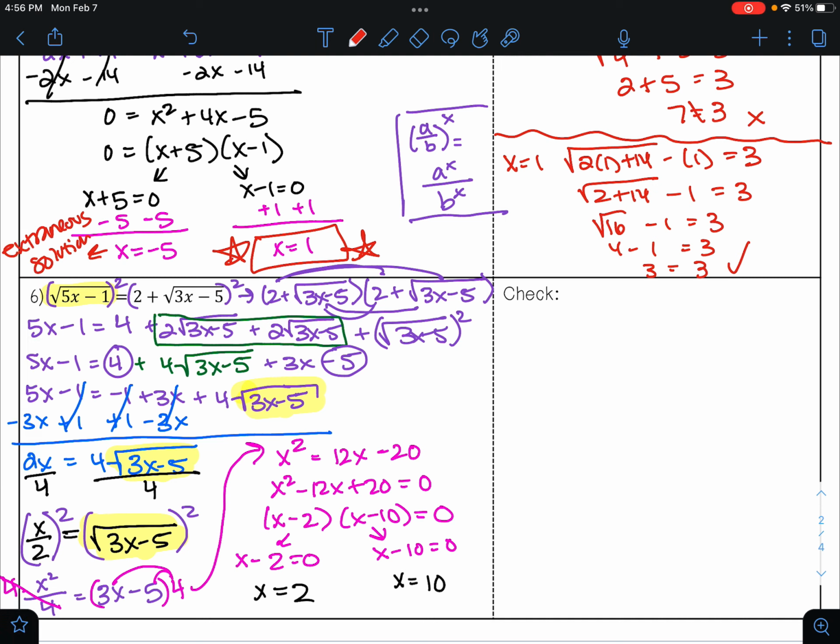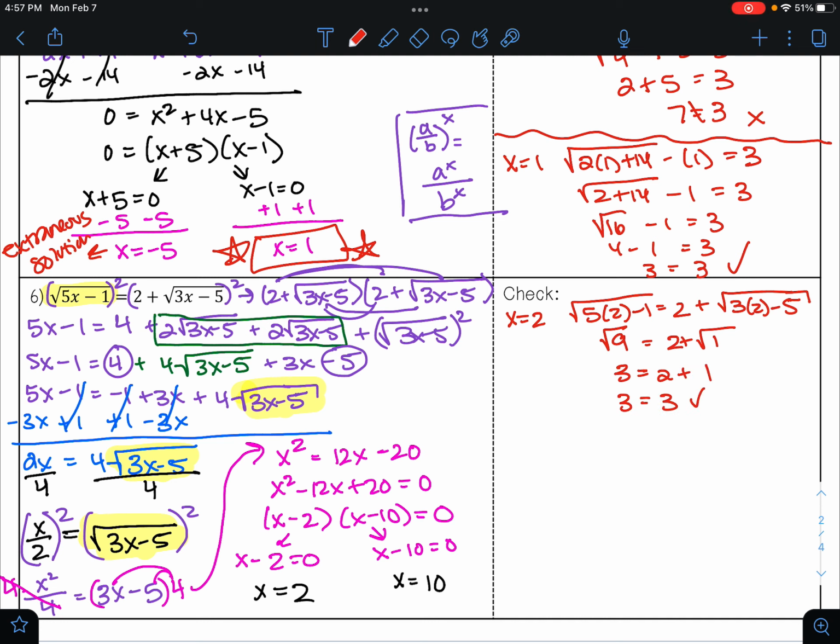So for x equals 2, we will have the square root of 5 times 2 minus 1 equals 2 plus the square root of 3 times 2 minus 5. 5 times 2 is 10. 10 minus 1 is 9. 3 times 2 is 6. Minus 5 is 1. The principal square root of 9 is 3. The principal square root of 1 is 1. 2 plus 1 is 3. 3 equals 3, so 2 is a solution.